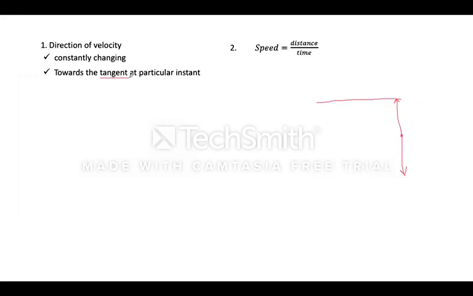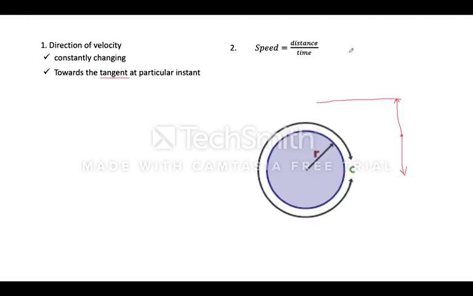Okay. Now the second thing which we need to learn is the speed. Speed is distance by time. You know that if any object is moving in a circular path, starting from this point, to complete one revolution or one rotation, the distance covered will be the circumference of the circle. The circumference of the circle, you know the formula, is 2 pi r. So the speed is 2 pi r by t. This is the formula for the speed.